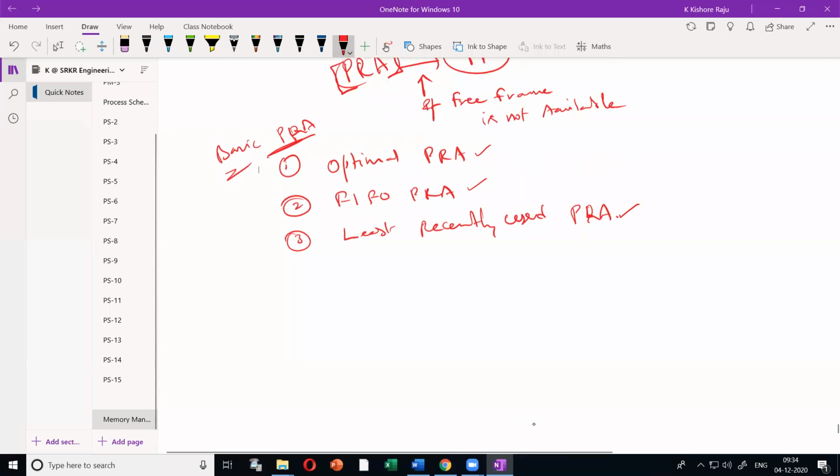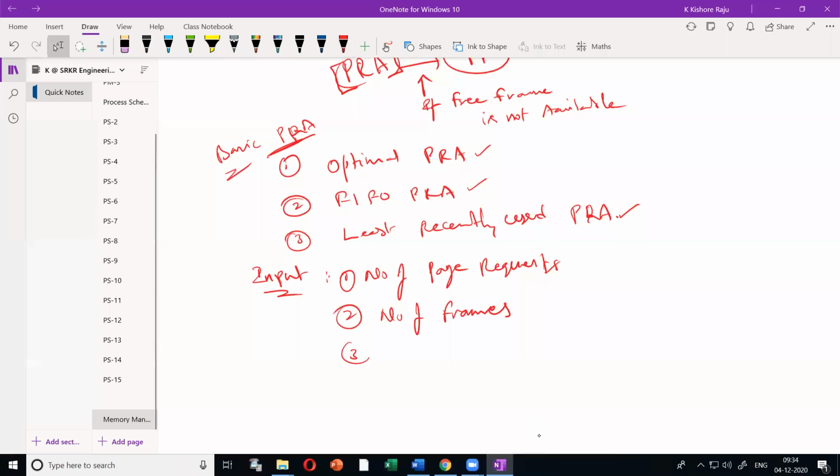So what is the input to the page replacement algorithm? The main input to the page replacement algorithm is the number of page requests. This is the first input. Then the number of frames that are available. So these are the main inputs.